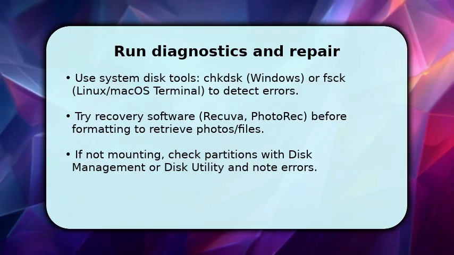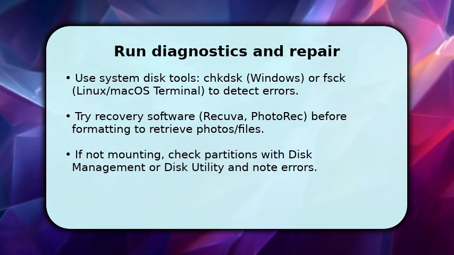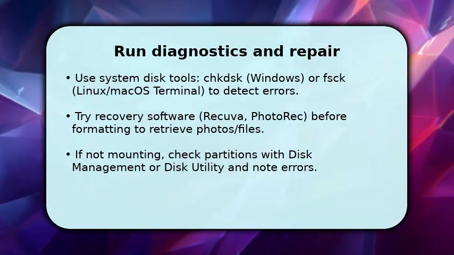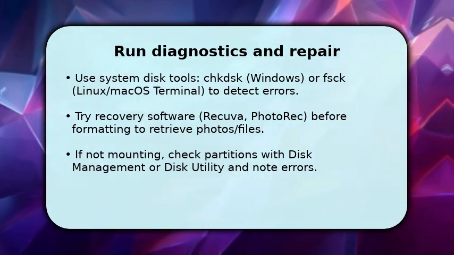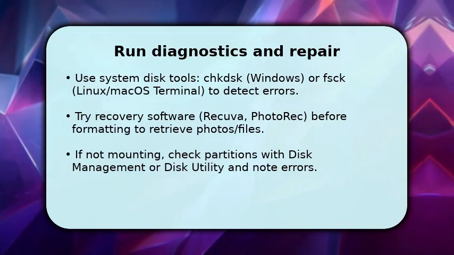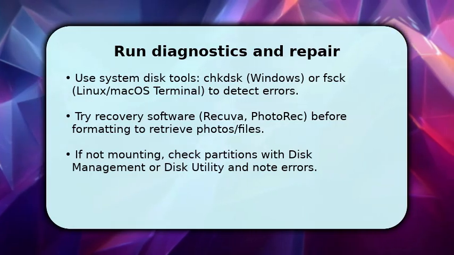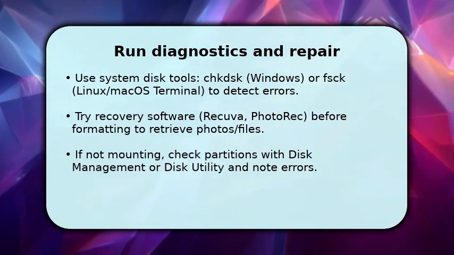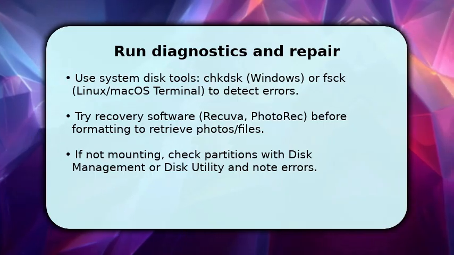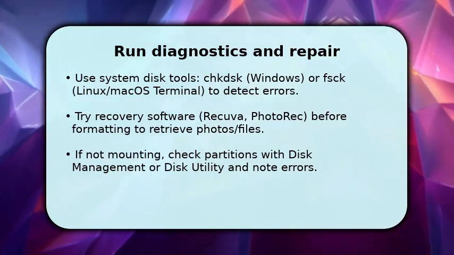You next run a file system check so the OS can repair logical errors. On Windows, use chkdsk with the /f flag, and on Mac OS or Linux, run fsck on the device node. If files remain inaccessible, try specialized recovery tools like PhotoRec to extract data before changing partitions.